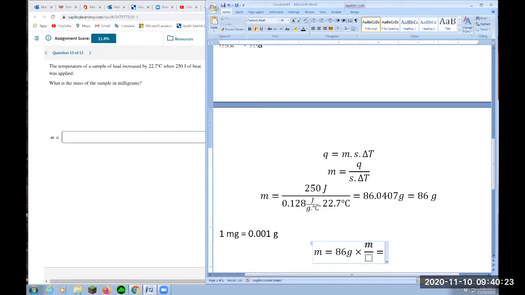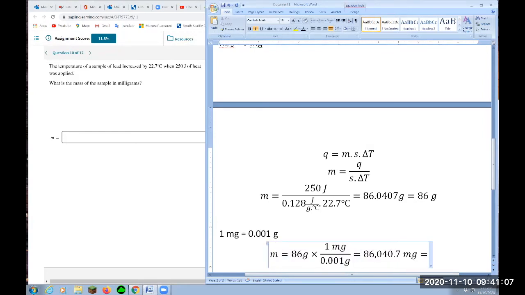Milligrams will be the desired unit on top here, and it's 1 milligram. To cancel the grams, we have to have the grams on the bottom of the conversion factor, and that's 0.001 gram. So you do 86 divided by 0.001, and that's... No, actually, it's not 8,000, it's 86,040.7, etc. And that's milligrams.